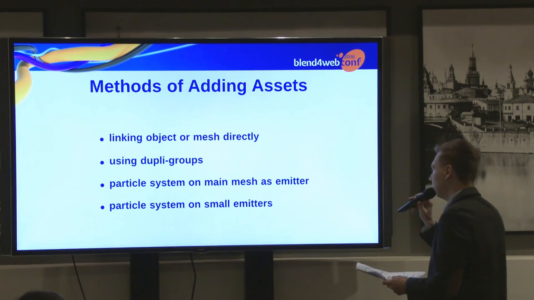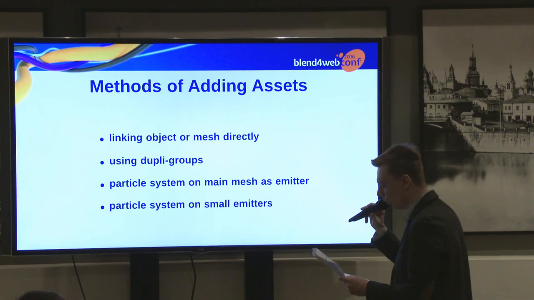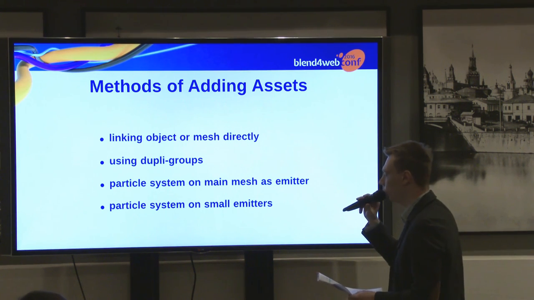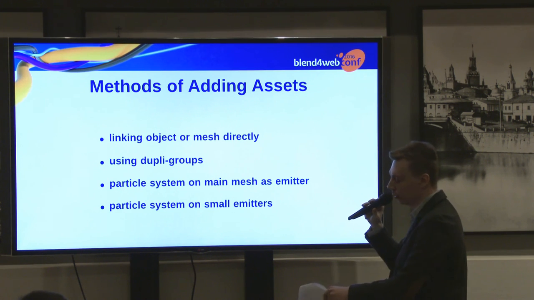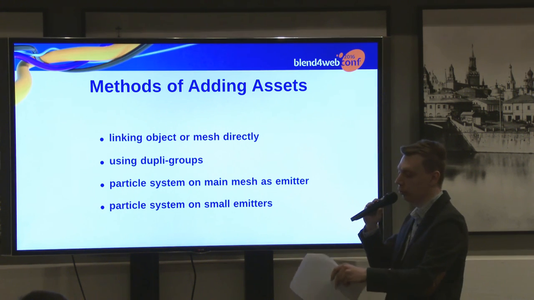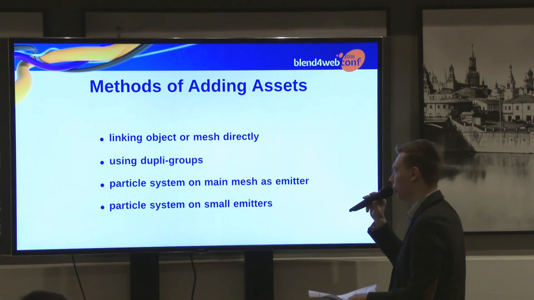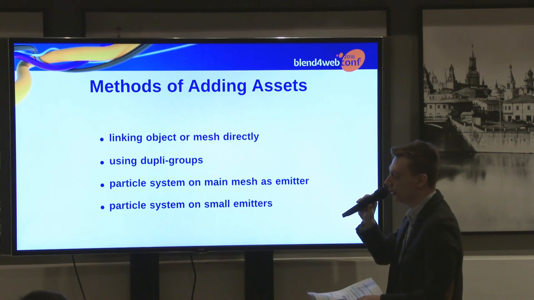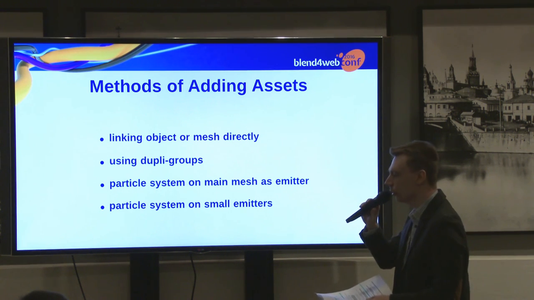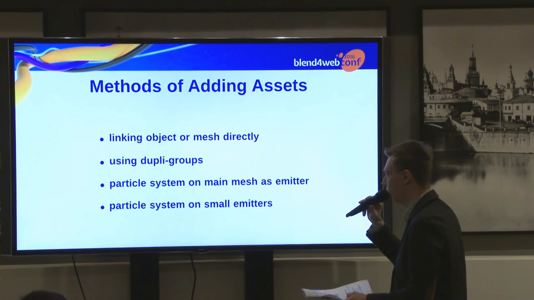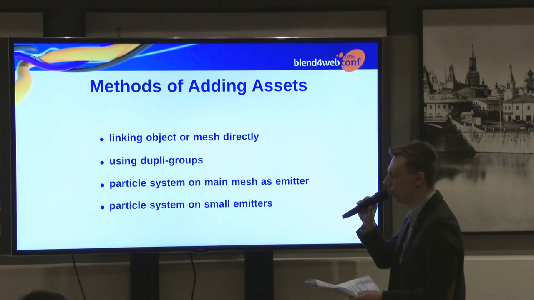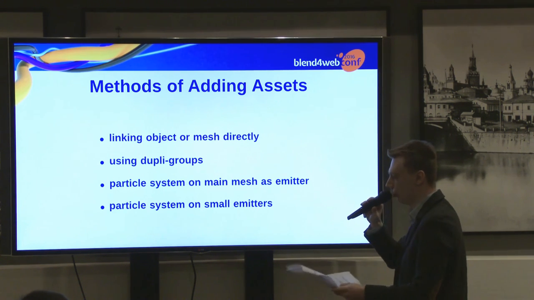The particle system is used to duplicate objects when you need to duplicate them very quickly. For example, you have trees in your assets and you want to duplicate them on the terrain's geometry. You just create a particle system and this particle system will do the duplication for you very quickly. But you have more or less control of each tree.